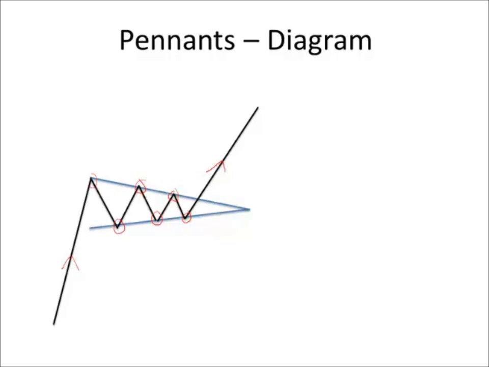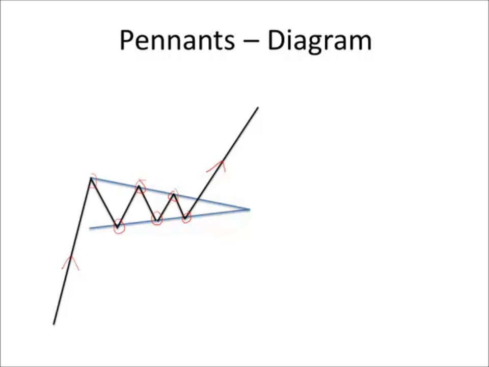So the main difference is that the prior uptrend is much quicker, right? So it's much more of a sharper move, as is the breakout to the upside, and it's a shorter time period. So when we have sharp moves and shorter time periods, then we're dealing with the pennant. If it's a longer time period, not a sharper move, then we're dealing with a symmetrical triangle. Either way, the implications are probably the same.